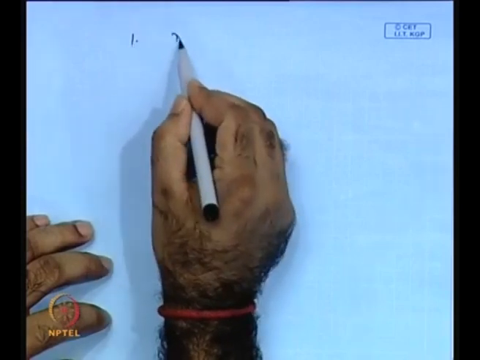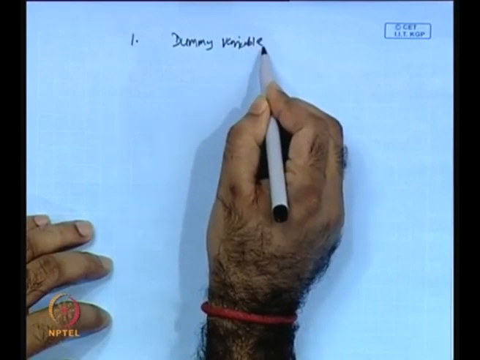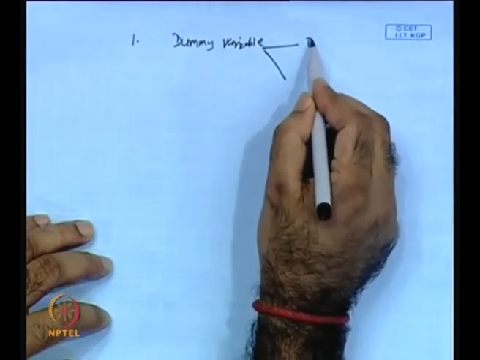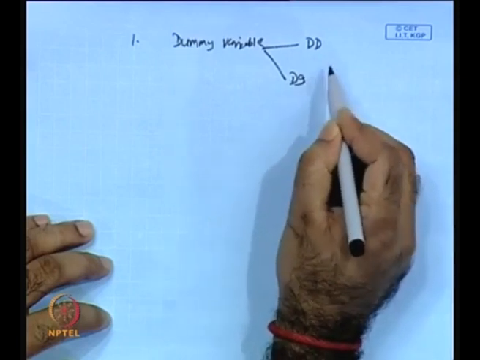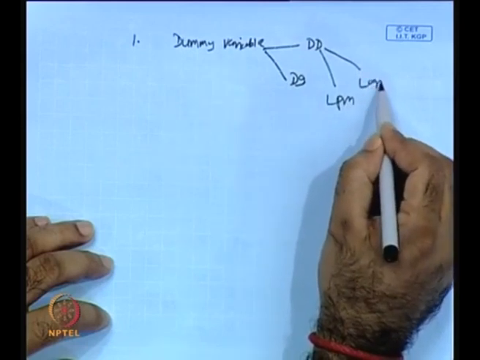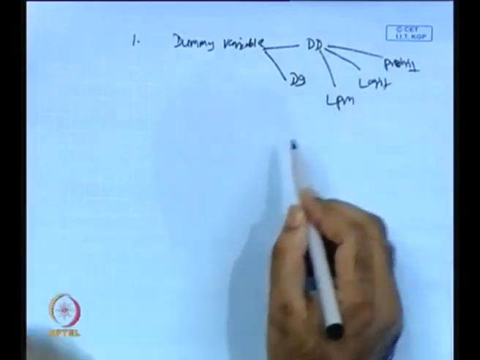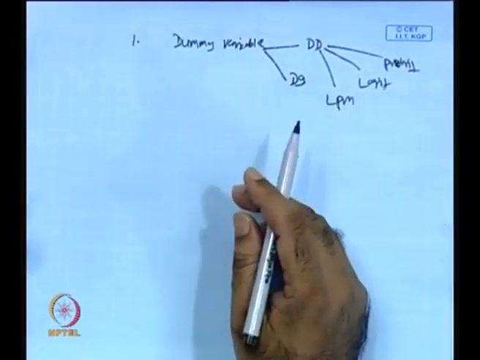Then we have also discussed some harder problems. Besides these, we have discussed severe problems like dummy variable modeling. In dummy variable modeling, we have discussed under two heads, dummy dependent and dummy independent. Under dummy dependent, we have discussed linear probability models, then logit models, then probit models. These are very interesting components.